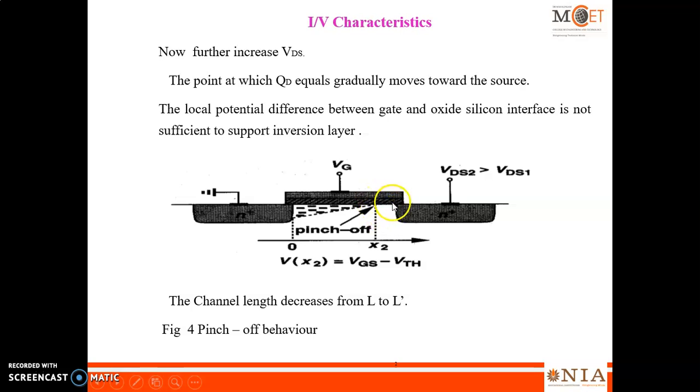So what happens to the channel length? The channel length decreases from L to L dash. Are you able to understand the concept? The channel gets decreased from L to L dash.